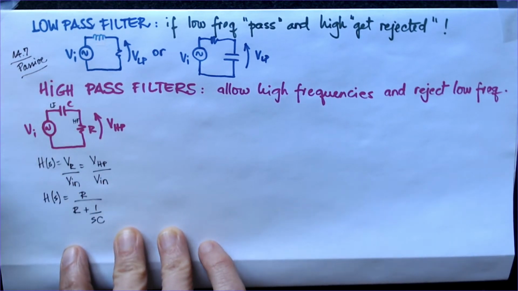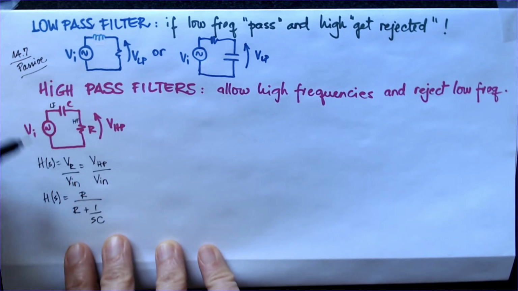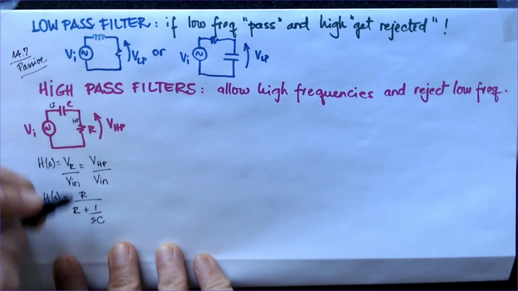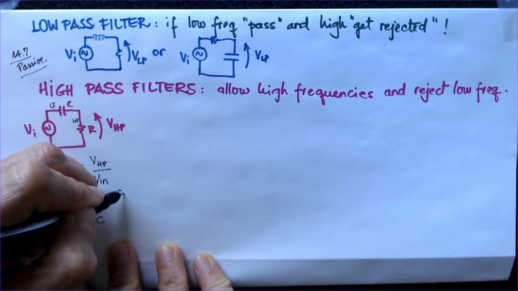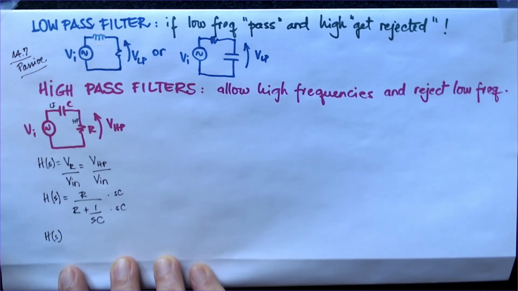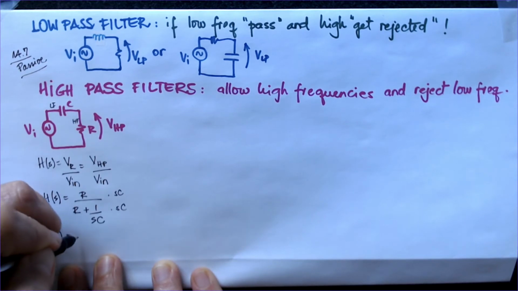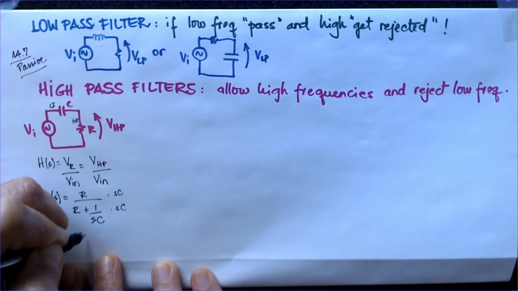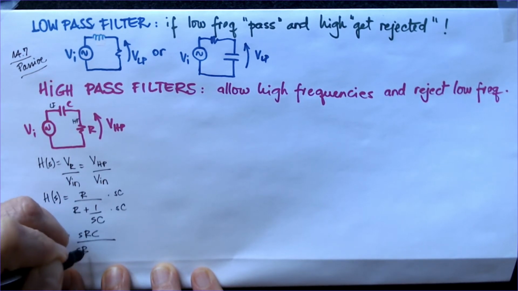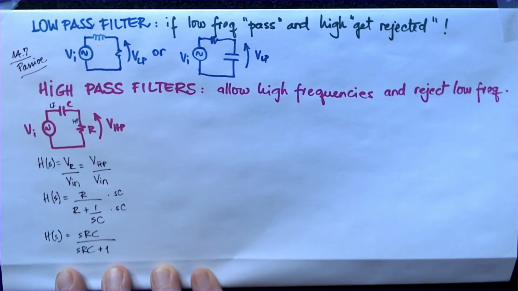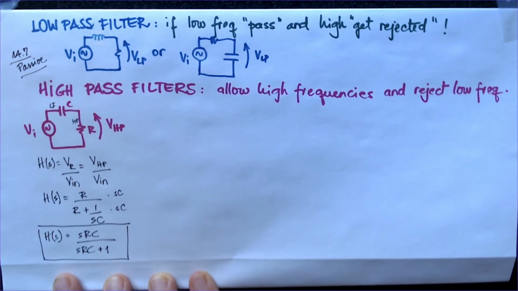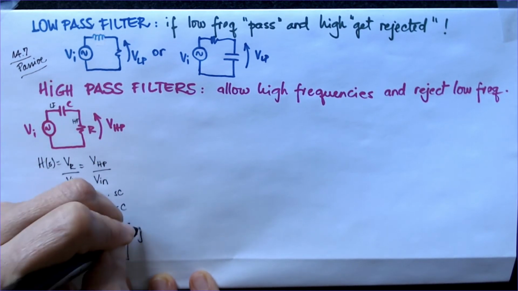And in general, I want transfer functions to be of the kind of numerator over denominator without any other fraction. So I'm going to multiply both by SC here. So H of S will be SRC divided by SRC plus 1. And so this is my final H of S. Of course, S is J omega.